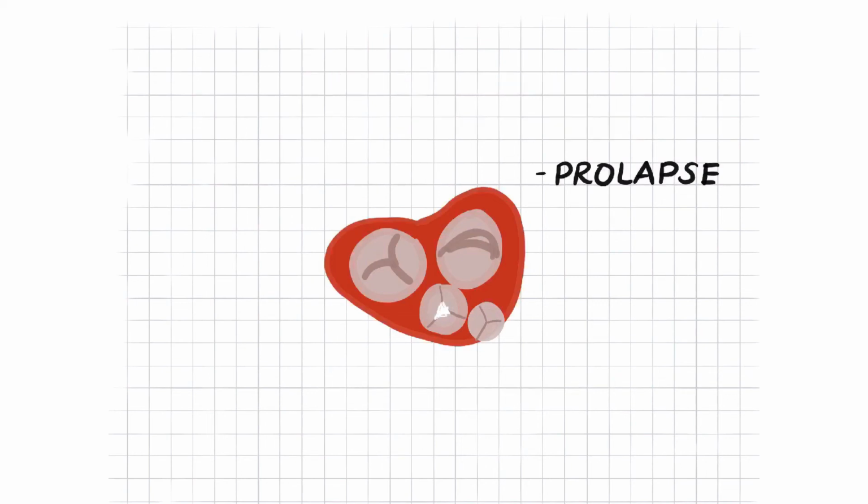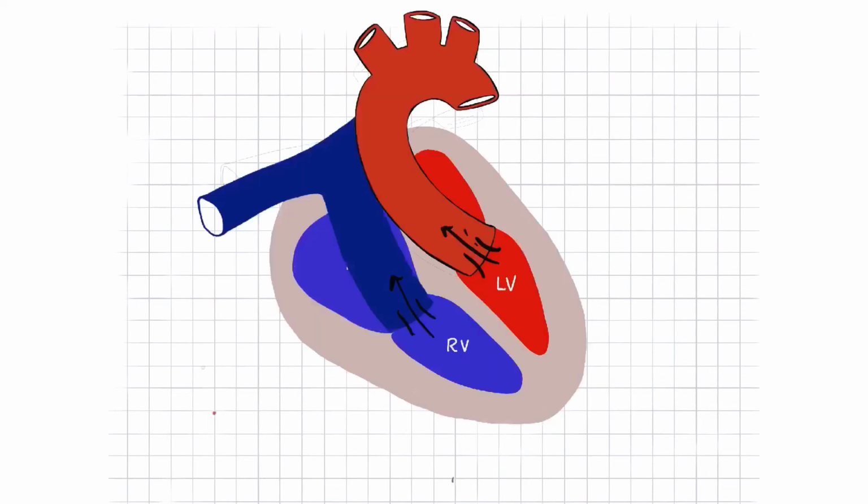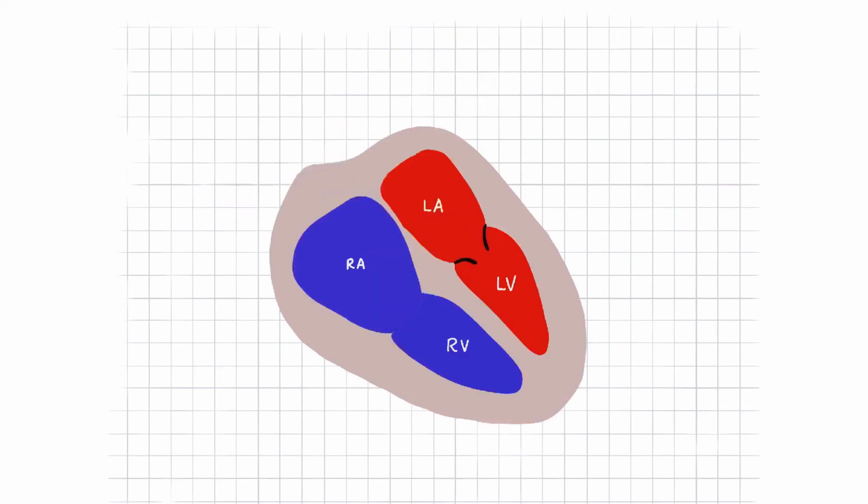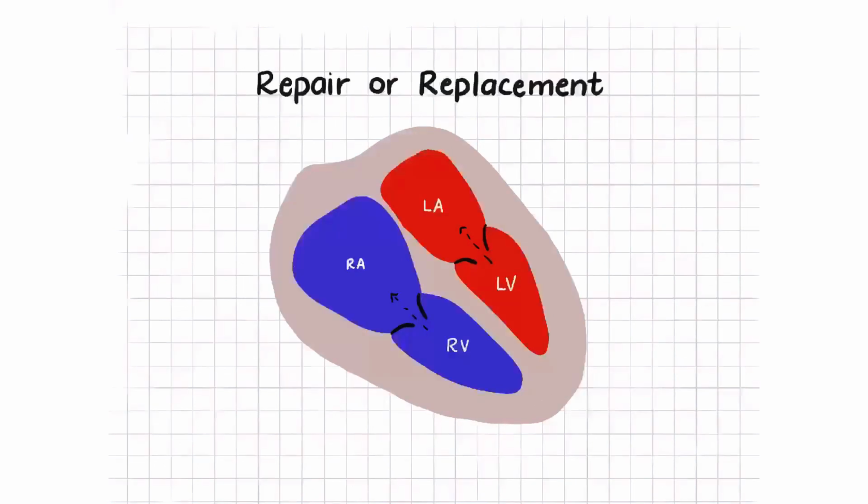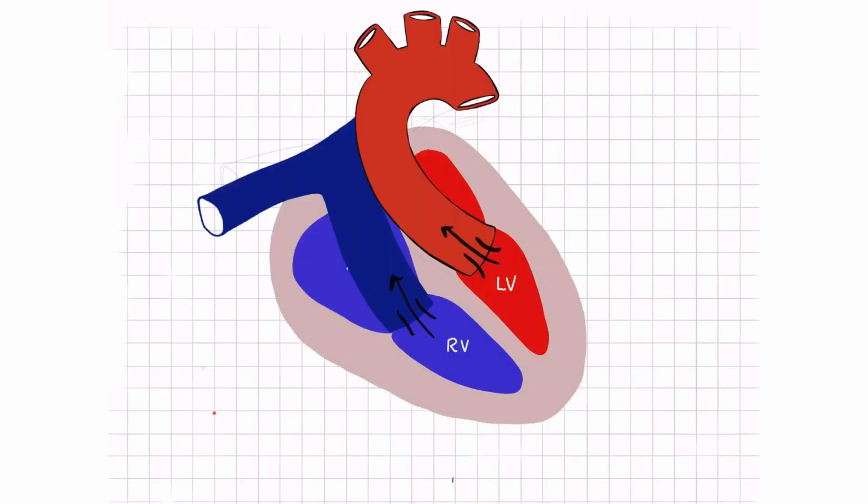Regurgitation can occur in any of the 4 valves. So with the aortic and pulmonic valve, that means that blood is flowing back into the ventricles. And with the mitral and tricuspid valve, it means that there's backflow of blood into the atria. This may eventually require a valve repair, where they try to fix the valve, or a valve replacement, which means that the valve is replaced with either a mechanical or some type of biologic valve.